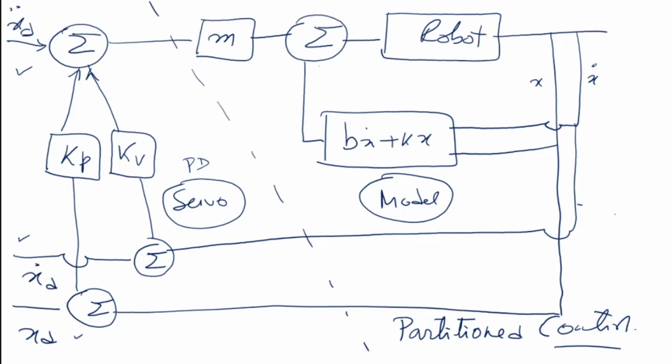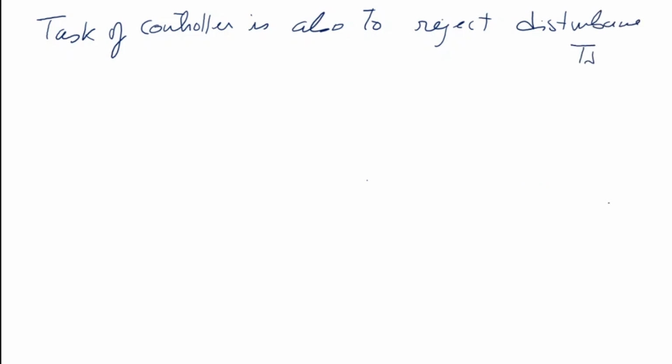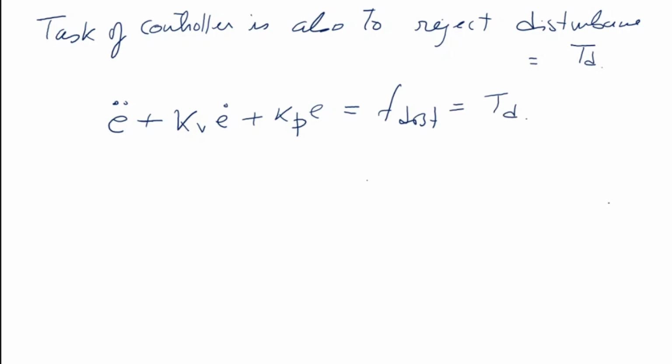Now something important here is that this partition control system can take care of nonlinear systems also, and we'll see how. Now let's look a little further and see that the task of a controller is basically to reject some kind of disturbance. Where would this disturbance come from? This disturbance is your dynamic torque TD. We have said that the dynamics essentially starts disturbing the system. And if you write our controller like this, E double dot plus KV into E dot plus KP into E is equal to F disturbance, which is equal to TD. What the servo controller is doing is taking the link from some position to the desired position, and the dynamic torque is trying to disturb the system. The task of the controller is to try and reject this disturbance.